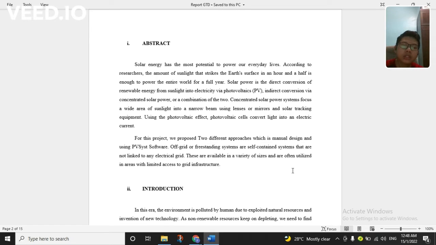The concentrated solar power system will focus a wide area of sunlight into a narrow beam using lens or mirror and solar tracking equipment, while using the photovoltaic effect, we use the photovoltaic cell to convert light into an electric current. In this project, we use two different approaches, which are manual design and using PVC software. The off-grid or freestanding systems are self-contained. They are not linked to any electrical grid. So that is the definition of off-grid. There are many sizes and they are often utilized in areas with limited access to grid infrastructure.